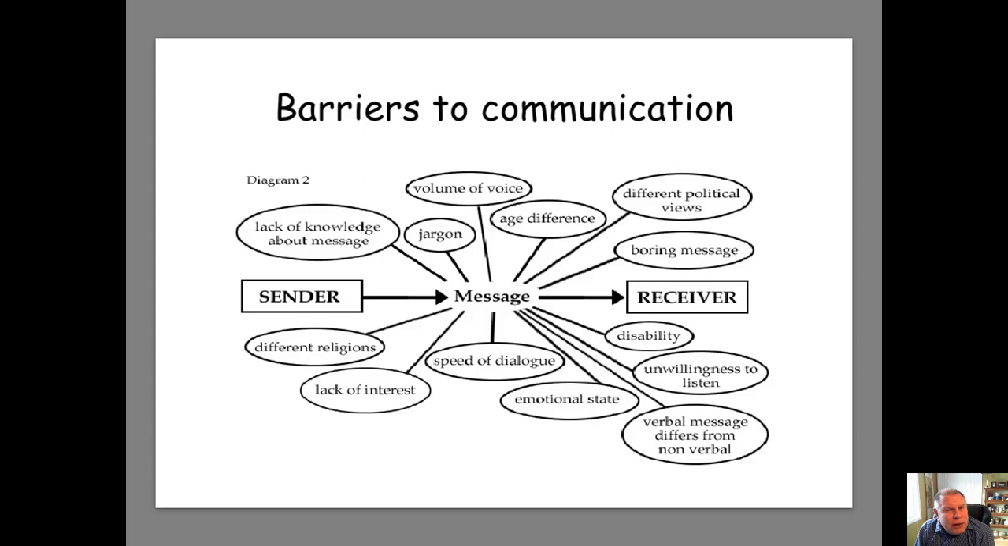Unwillingness to learn. I've got my mind up. Don't confuse me with the facts. In fact, I think this is something we're seeing quite a bit of in society today. We really don't want to do that. The message is boring. Okay?